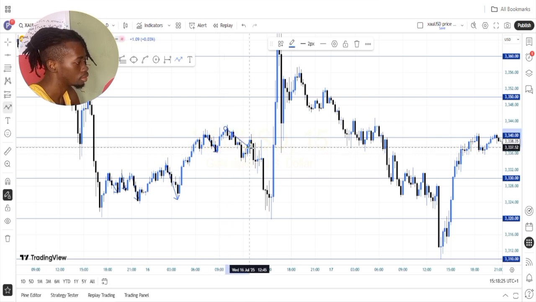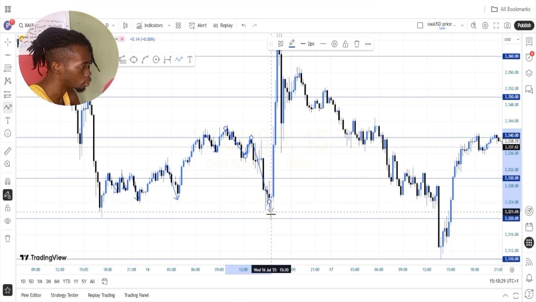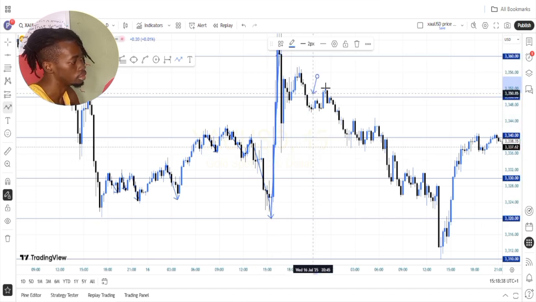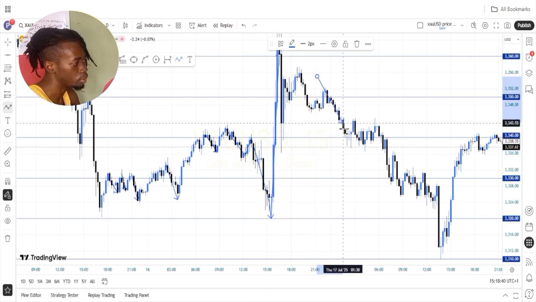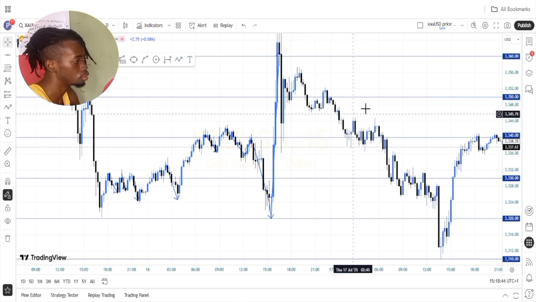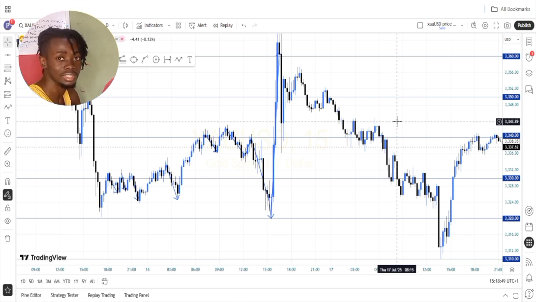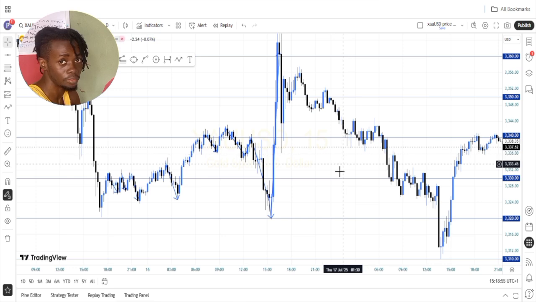A reaction. Another reaction, going all the way back to another psychological level, all the way down here, and you see this movement again, a push up again. So as you can see, multiple reactions. It gets to a psychological level, it reacts, gets to a psychological level, it reacts. So you have every reason to add these psychological levels as added confirmations to your strategy, whatever it may be.